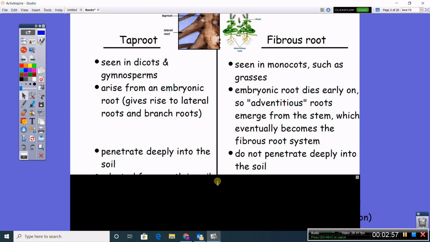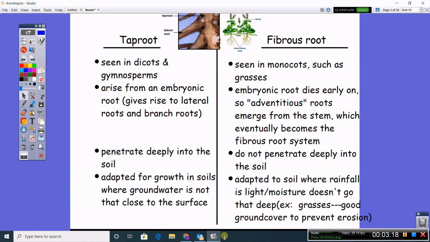A taproot, you can tell by the way it's designed that it's going to penetrate more deeply into the soil than a fibrous root, which is part of a monocot. A fibrous root is going to be a little bit better for ground cover and preventing erosion. A taproot is going to be able to get to water sources that are more deep in the soil, and that's going to be the advantage there.